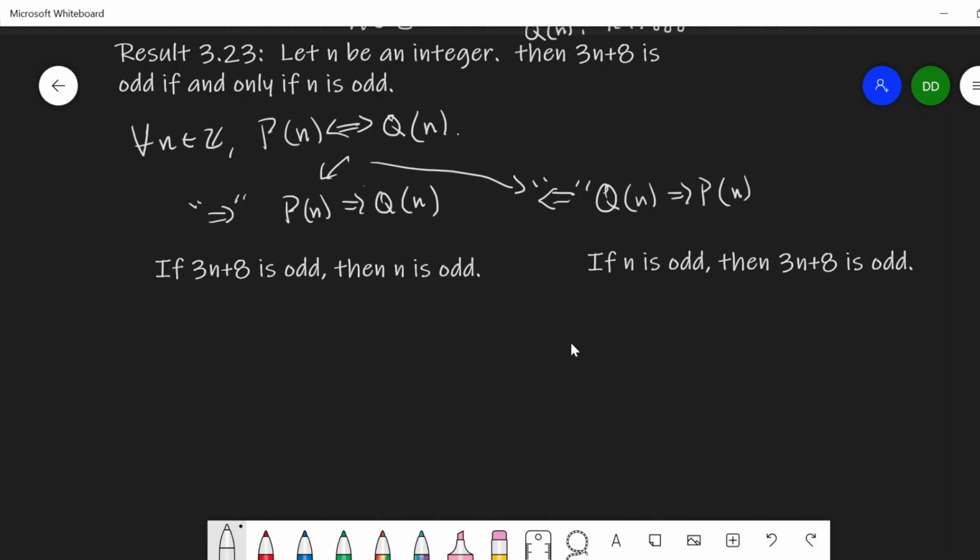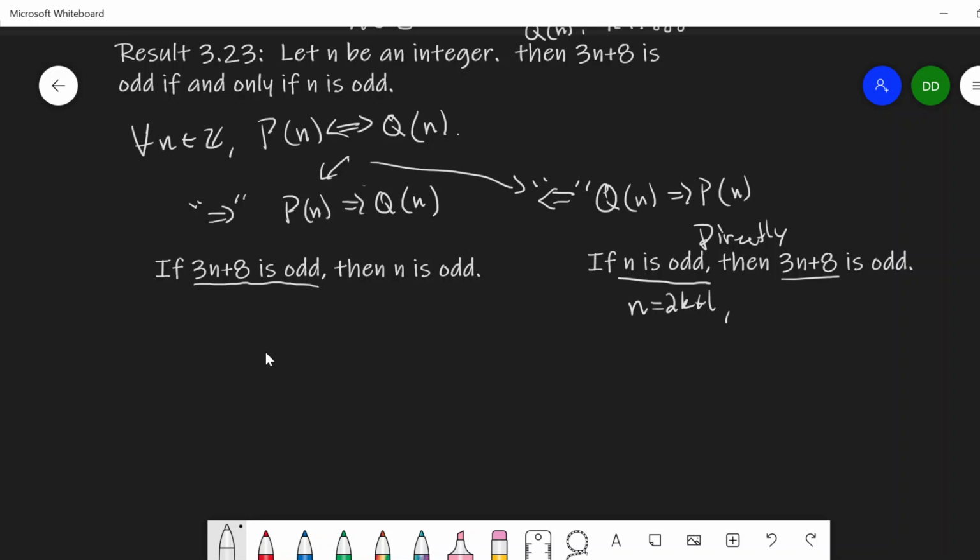So I have these two implications to show now. Let's think for a second about how I'm going to do this. I need to come up with a strategy for both. Well, in the second one, if n is odd, then 3n plus 8 is odd, the backwards direction, I'll be able to assume that n is odd. And so I'll be able to write n equals 2k plus 1, and then plug that into 3n plus 8 and hopefully show that that's also odd. So I should be able to do this one directly. So this is my strategy. I'm going to prove the backwards direction directly, and the forwards direction, well, here my assumption would be 3n plus 8 is odd.